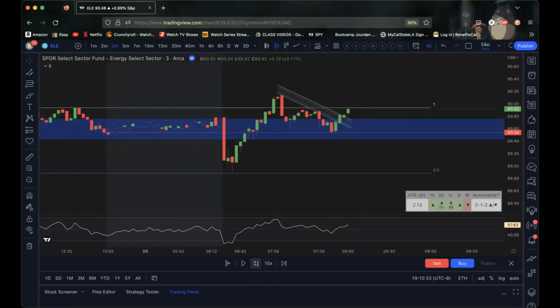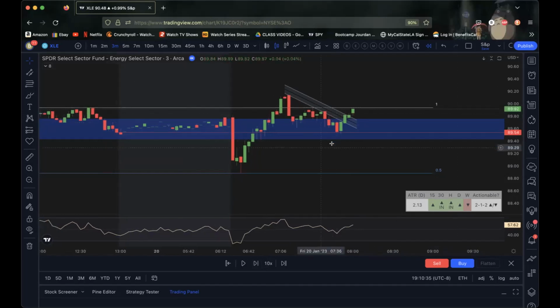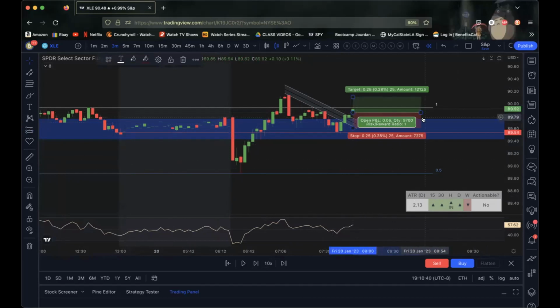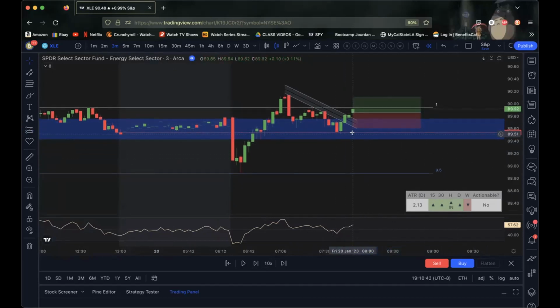All right, I entered right here. And as you can see, having a zone gives you a clear stop loss. So if you're entering a trade here, your clear stop loss could be right here, this level right here.